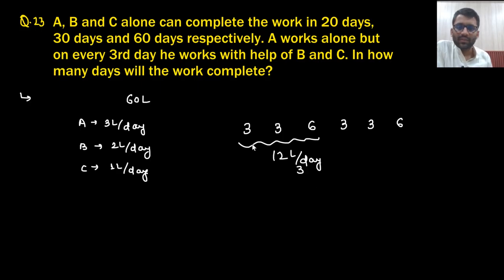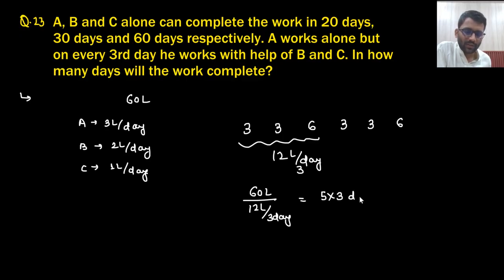So in how many days will the work be completed? In 3 days, 12 laddu. He needs to eat 60 laddu. So 60 laddu divided by 12 laddu per 3 days is 5, and 5 into 3 means it would take him 15 days only. That's the complete task, because on every third day A, B, C together will come. So we can check this as well.